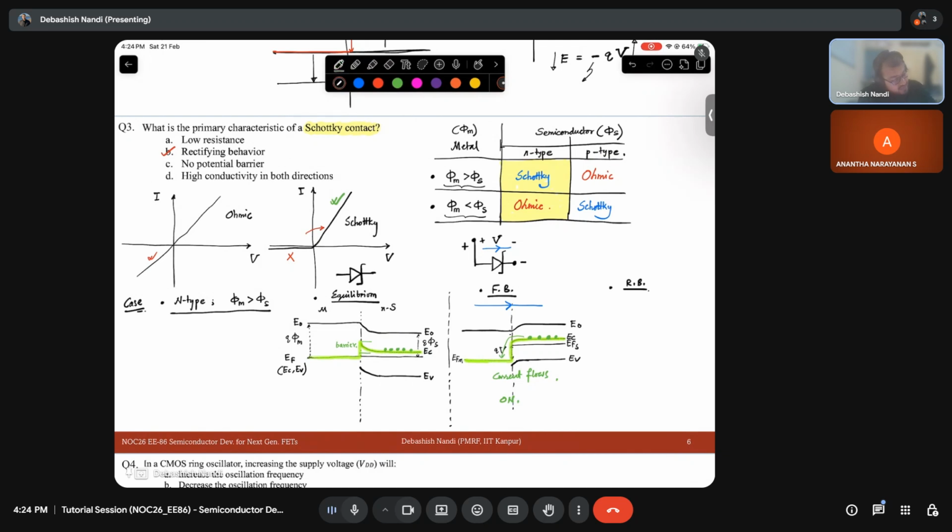Now what about the reverse bias case? In the reverse bias case, you are applying negative potential to this, positive potential to this. Let's say this is V. I'm just reversing the polarity. So what will happen?